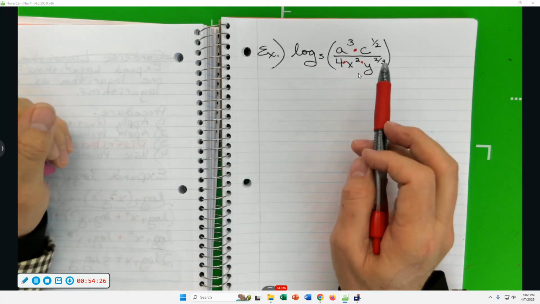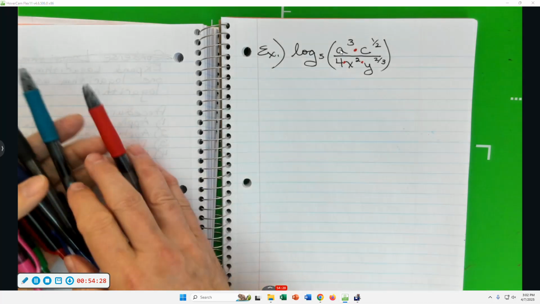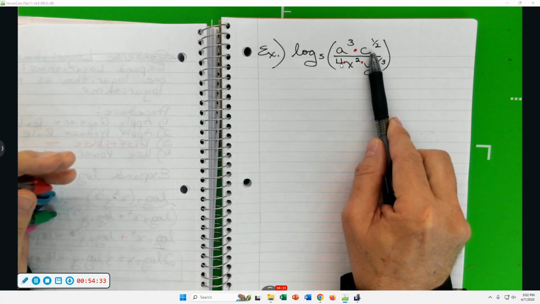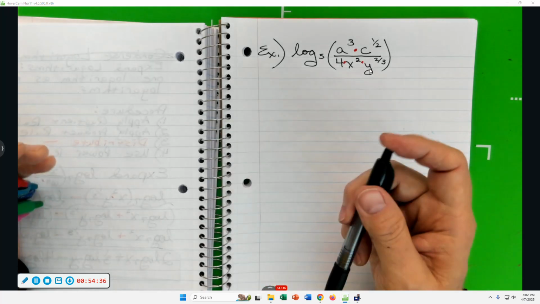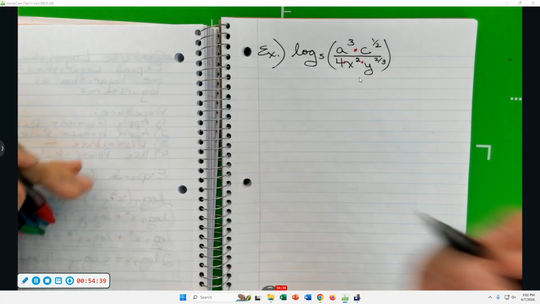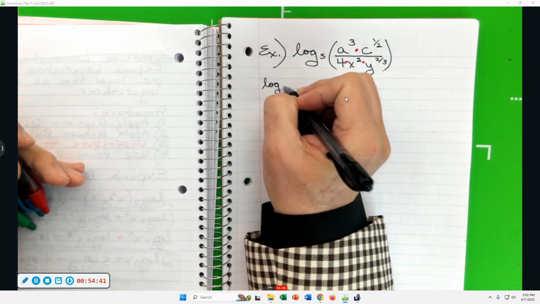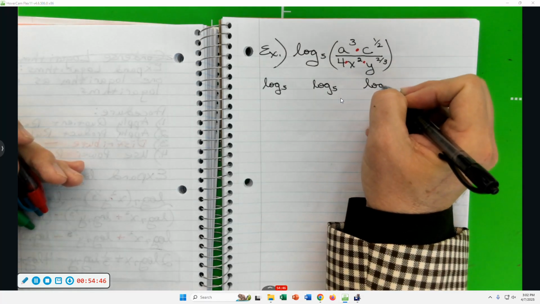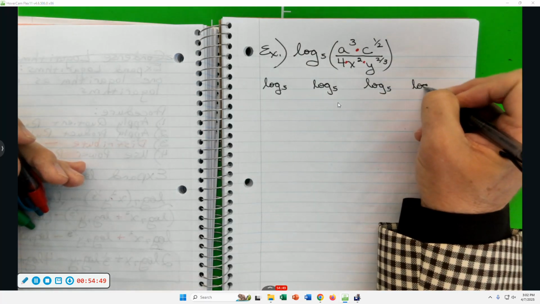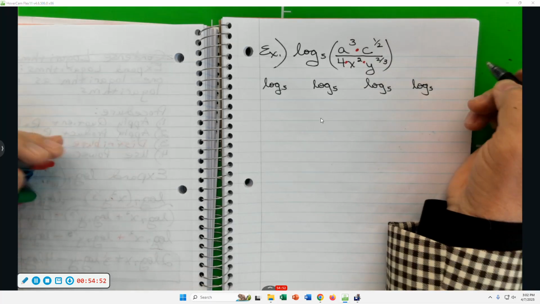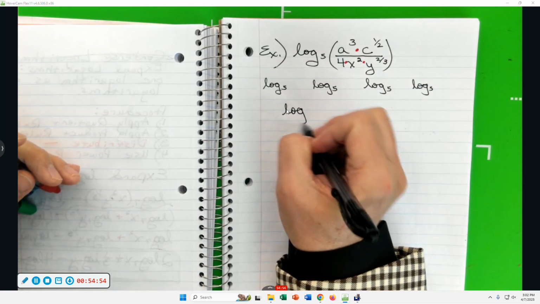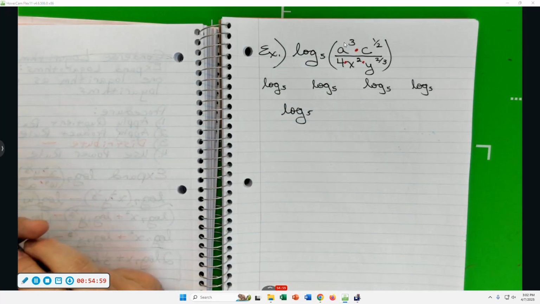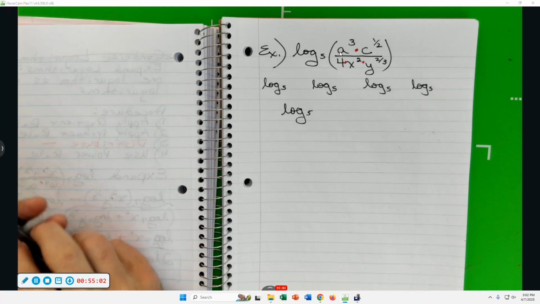How many total logarithms do we need in the expansion? We have 2 factors on top, 3 on the bottom. How many total logs is that going to be? 5. So we have log base 5: 1, 2, 3, 4, and 5. Okay. The expansion's going to spread out over 2 lines, unfortunately.